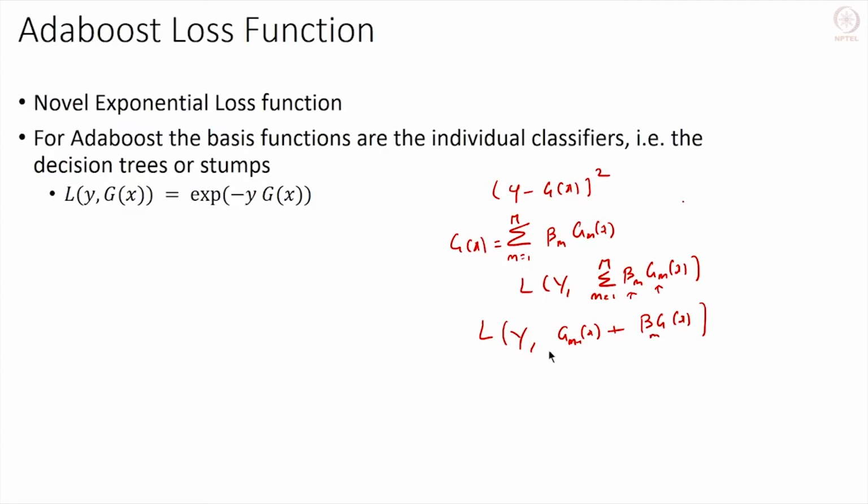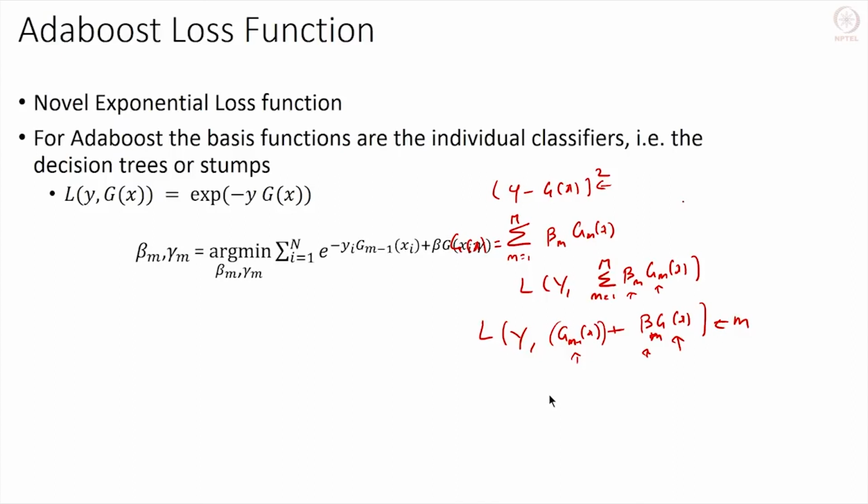Here what it means is that the parameters up to the previous stage in this model are not affected at all when you are optimizing this loss function. You are only optimizing for beta m and this g at this particular stage m. And we saw how this works for the least squares cost function, and instead of the least squares cost function, if you use an exponential loss, what does it look like?